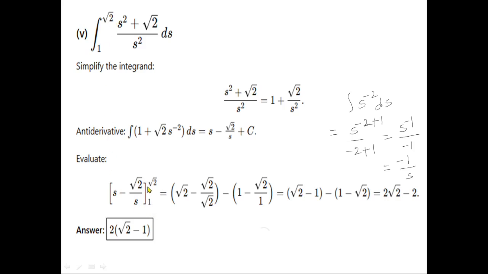When you apply this root 2, that will be root 2 minus root 2 by root 2, minus, you have to apply this lower limit 1 in place of s, that is 1 minus root 2 by 1, that is root 2, and it will be root 2 minus 1 minus of 1 minus root 2, that equals 2 root 2 minus 2.